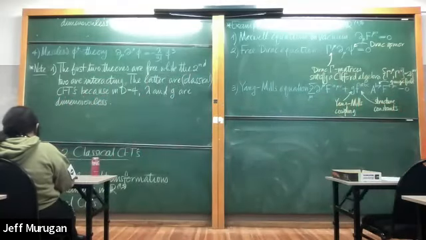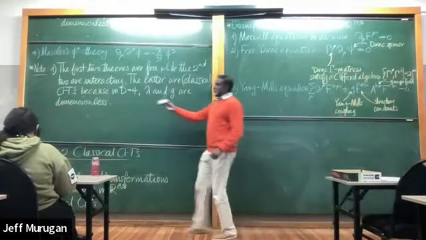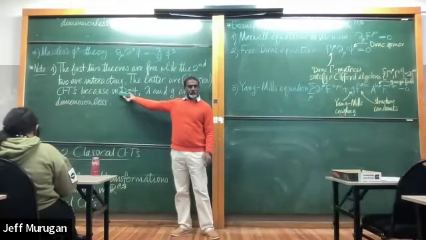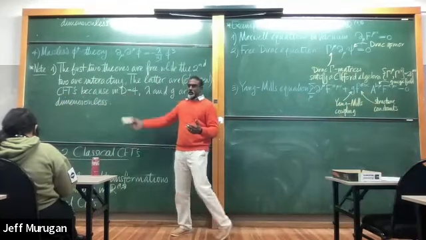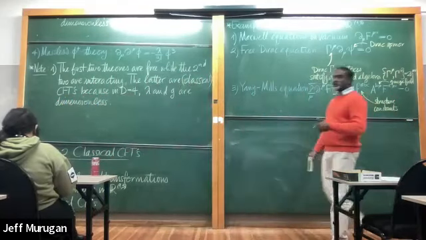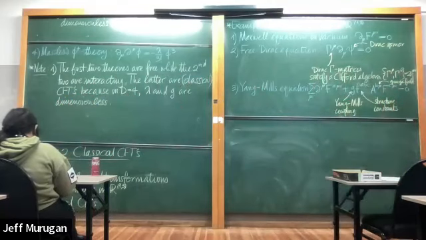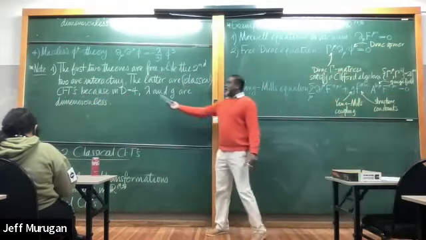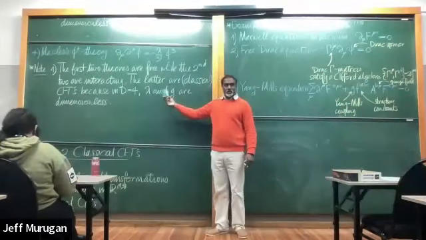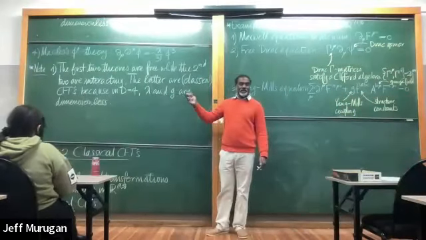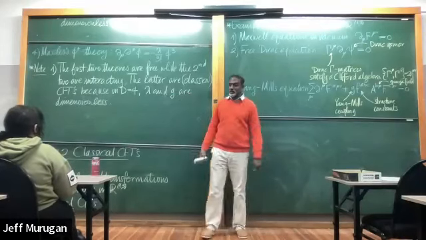I very carefully chose to make a statement about D equals 4 because this is very specifically a dimension dependent statement. Theories that are conformal in one dimension are not necessarily conformal in other dimensions, because these couplings are no longer dimensionless. So the statement that these couplings are dimensionless is a dimensional statement.